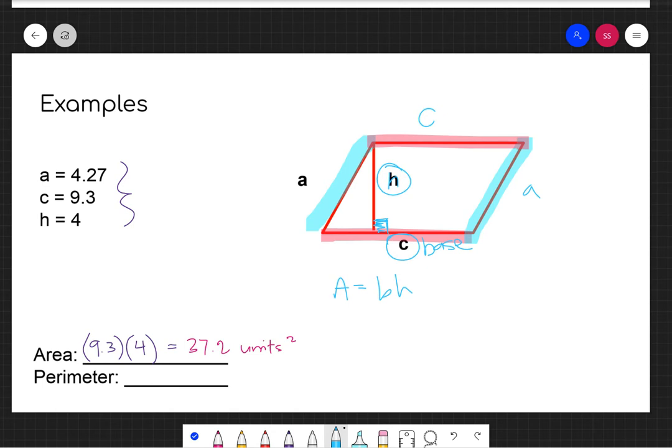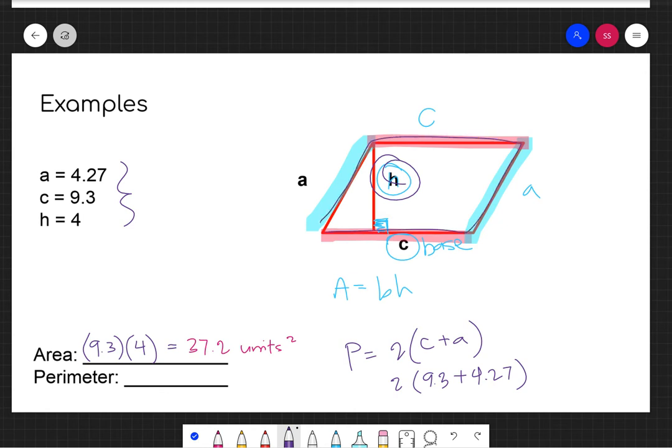Again, you can write it several different ways. I am going to write it as perimeter is equal to 2 times C plus A, because those are our sides. So in this case, C is equal to 9.3, and A is equal to 4.27. And we're not including the height here because it's not actually on the outline of our shape. Okay, it's part of the inside. We don't really care about that at the moment with perimeter.